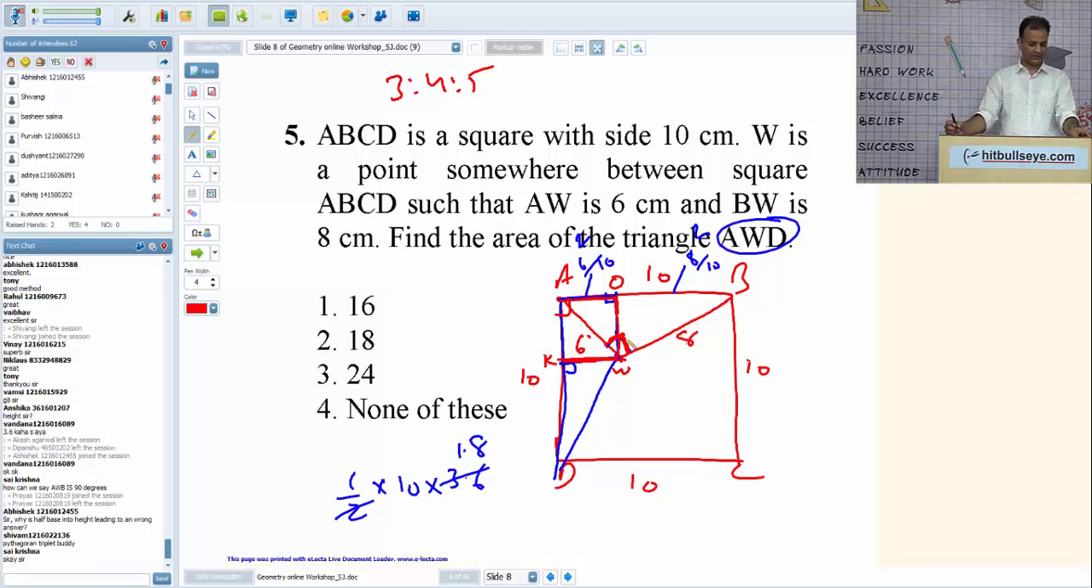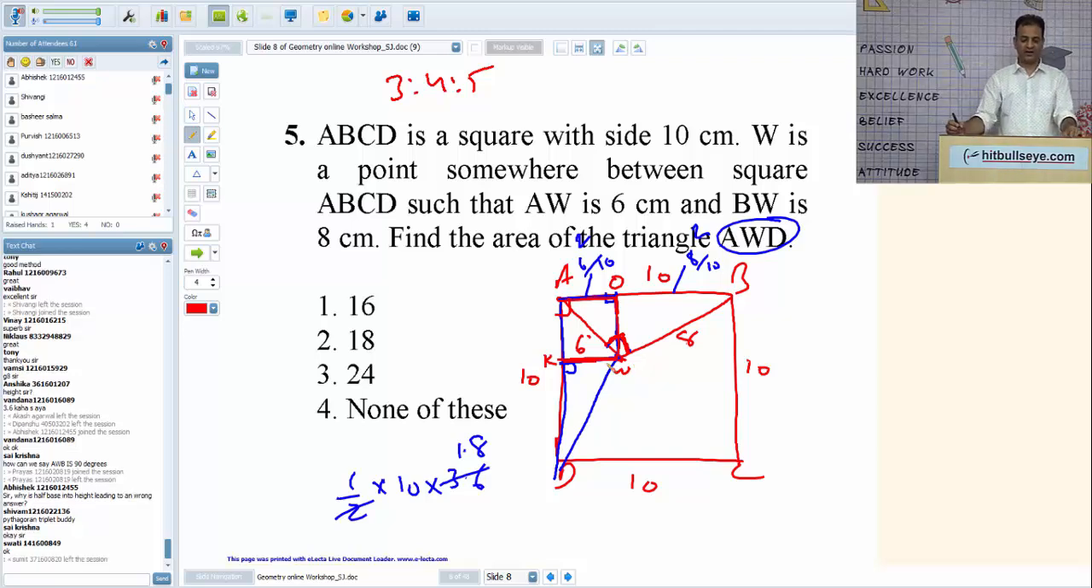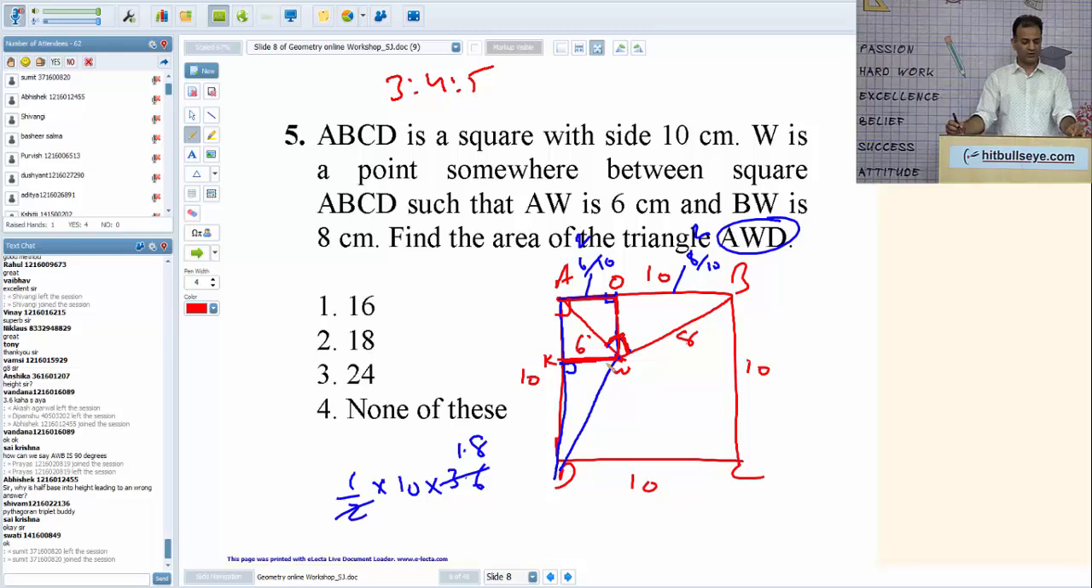Pythagoras triplet. Abhishek, because AWD is not a right angle triangle. This will be a right angle triangle, and Abhishek, most of the students take every triangle as a right angle triangle. So that's why you're getting the answer as 24. Because if you know the property, W is not a midpoint of the square. Abhishek, clear? It is not a midpoint.